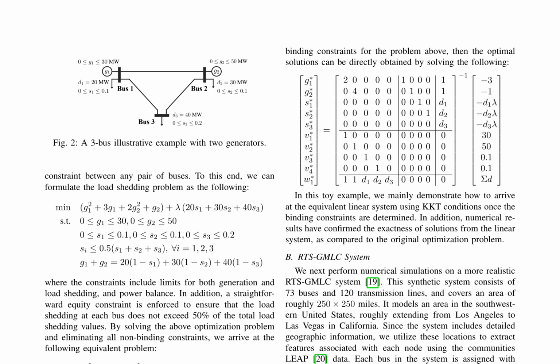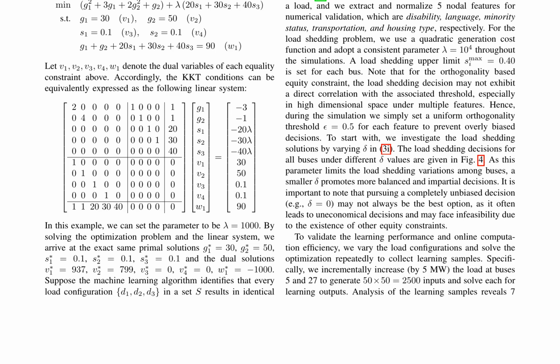To demonstrate the effectiveness of this approach, the authors consider a more realistic RTS-GMLC system consisting of 73 buses and 120 transmission lines, covering an area of approximately 250 times 250 miles in the southwestern United States. Numerical simulations are performed using a quadratic generation cost function and a consistent parameter lambda equals 10^4. The load shedding upper limit is set to S_max,i equals 0.40 for each bus, and an orthogonality threshold epsilon equals 0.5 is adopted for the equity constraint.